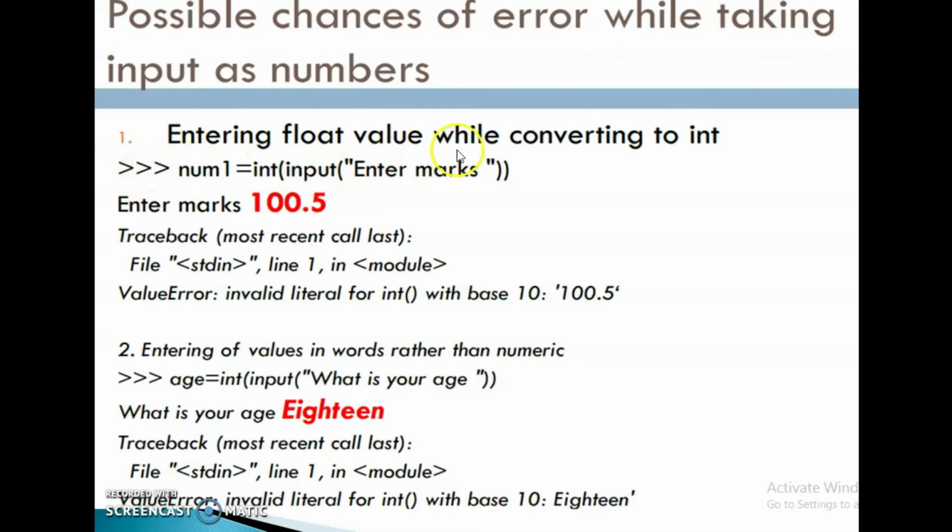First one, entering a float value while converting to int. We entered a float value, but here we use int: num1 is equal to int(input("marks")). Here we use int, but we entered the value as float, so Python will raise an error, invalid literal for int. Second one, entering values in words rather than numeric. We use the int function here, but we entered the value in words. That time also Python will raise an error, invalid literal for int.